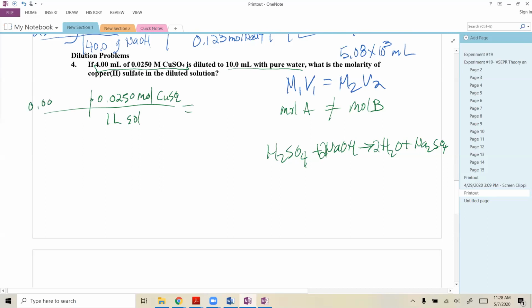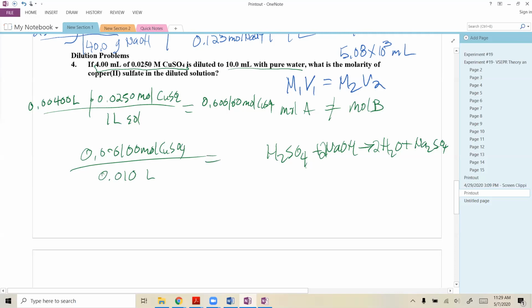So it's 0.1234. We have to take that 4 divided by 1,000. And so we get our number of moles here. And then we can put that over our new volume. That's going to be our 10 milliliters. If we put that in liters, that's 0.010 liters. And so we end up with the molarity of 0.0100.